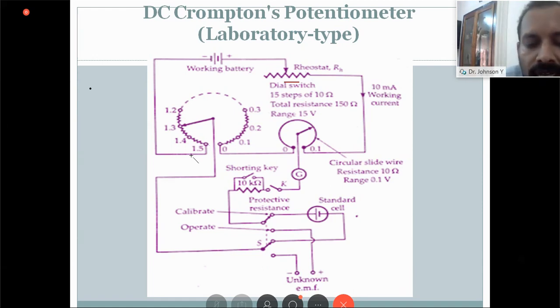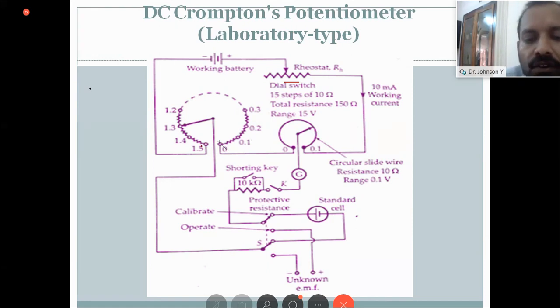In the earlier case we saw a long slide wire potentiometer, but here instead of that long linear slide wire, we use a circular dial switch. Dial switch is here. Some numbers are marked on it, from 0, 0.1, 0.2, 0.3, etc. up to 1.5. That is actually the voltage values. 0 means 0 volt, 0.1 means 0.1 volt, etc.